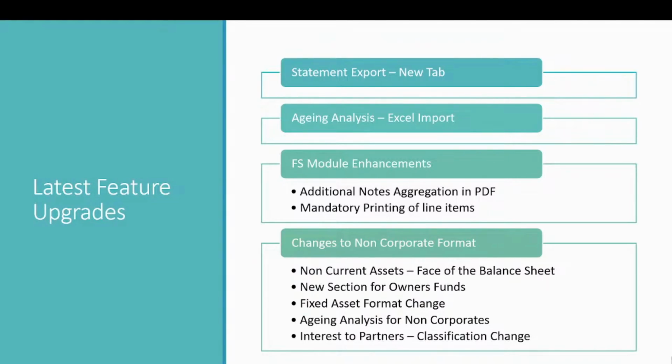Owner's funds: there was a new table introduced as part of the recent guidance note that has been updated. Fixed asset schedule, we have synced it with the companies also, exactly as per the format of the new guidance note. Aging analysis for non-corporate: 180-day debtor aging is mandatory in the case of non-corporate also. And also the interest to partners has a classification change; originally we were showing it under appropriation, and this needs to be disclosed as part of finance cost. Now I'll take you through how these things are handled in Assure.